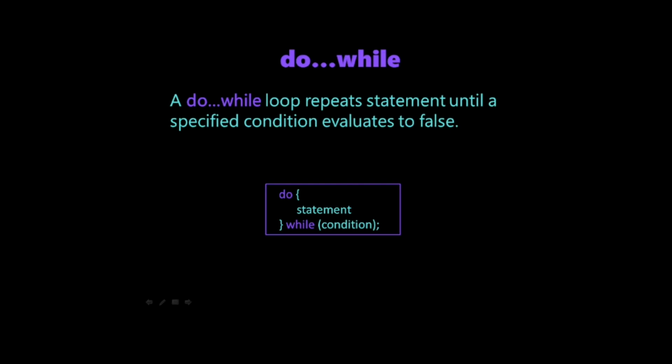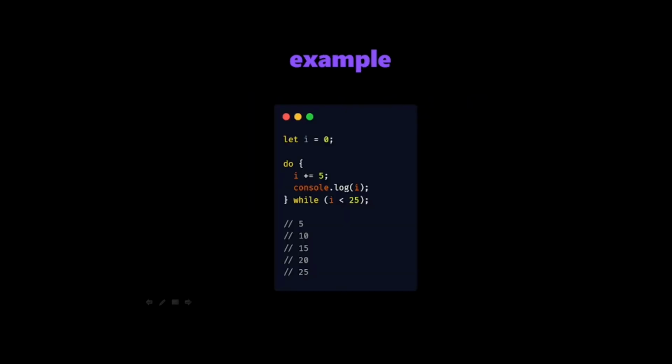Next, let's talk about do-while loop. That simply means to repeat some statement while the condition is true. And a simple example. We have variable i equals 0 and we increment it by 5 for each loop, and we print out the result while i is less than 25.